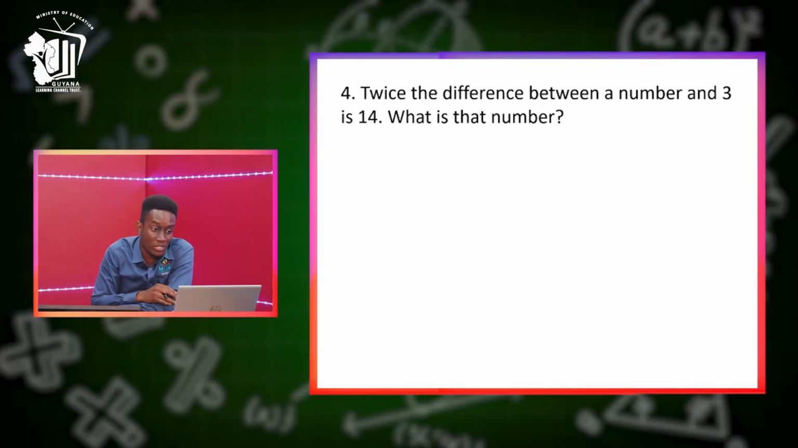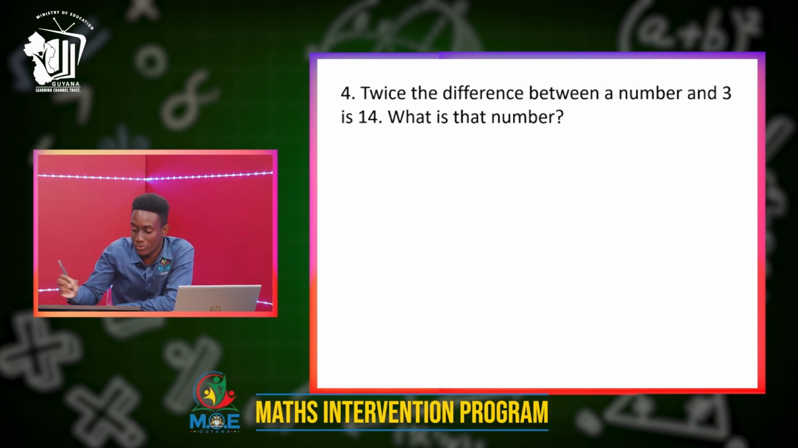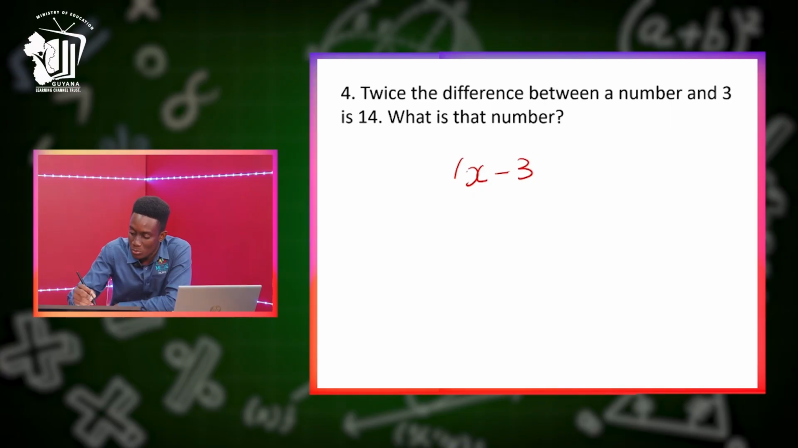So let's look at this one. Twice the difference between a number and 3 is 14. What is that number? So it's twice the difference between this number and 3. So let's identify the difference between a number and 3. So we don't know what that number is. So let's see, that number is x, subtract 3, and it says twice this. So it means when we finish subtracting this, we multiply this by 2. We multiply everything by 2 because it's twice the difference. Is equal to 14. What is that number?